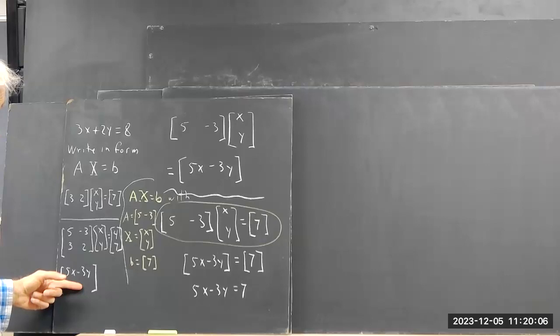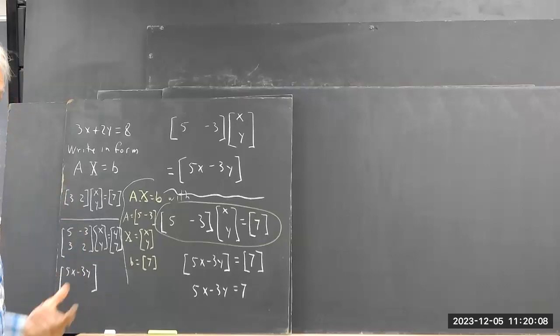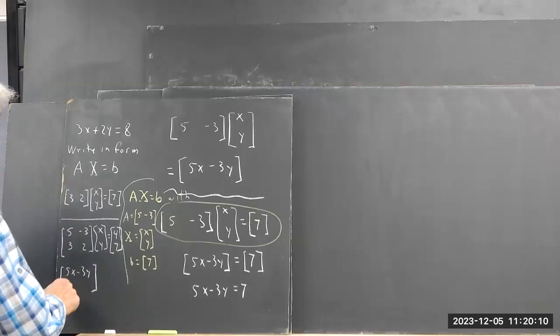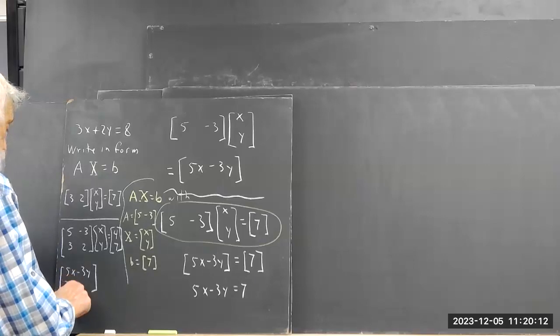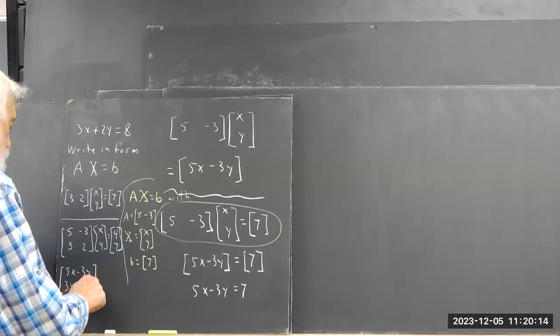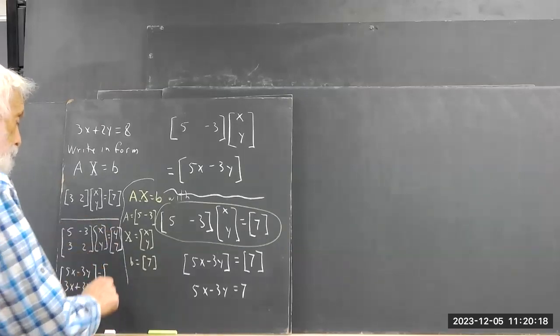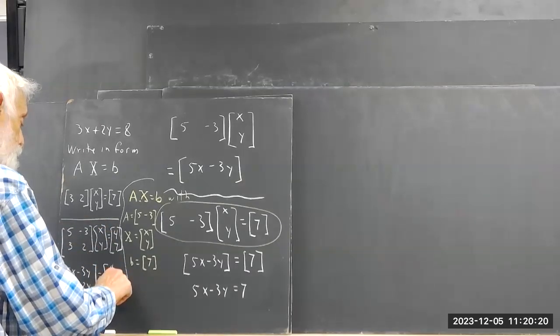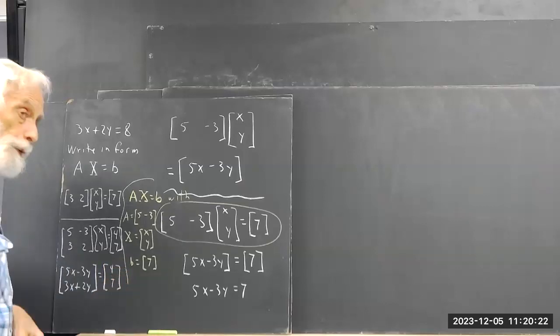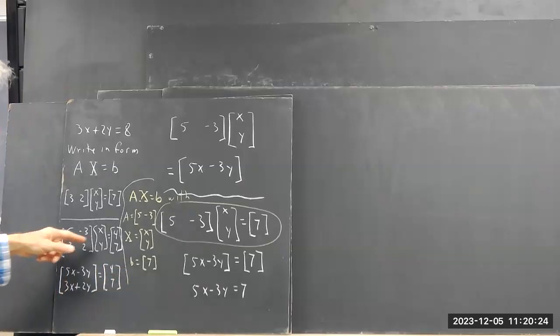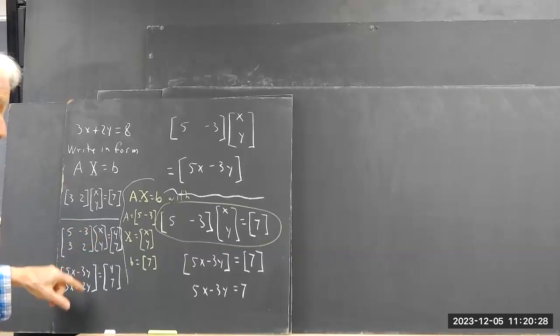And where's the first column? Well, it's right here underneath 5x minus 3y. We get 3x plus 2y. And we don't do anything with the 4, 7 because it doesn't say to do anything with the 4, 7. It says multiply this matrix by this matrix, and when we do, we get this matrix.